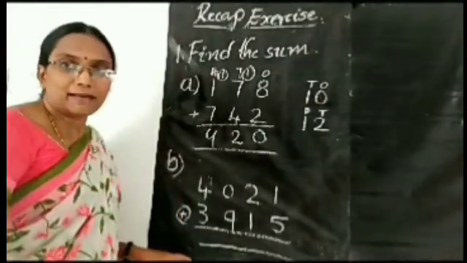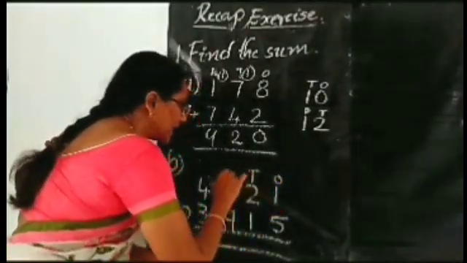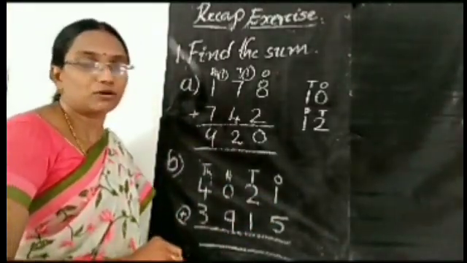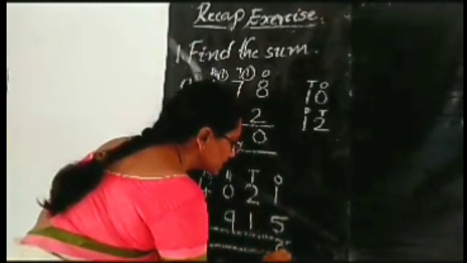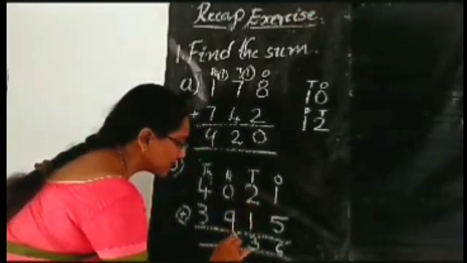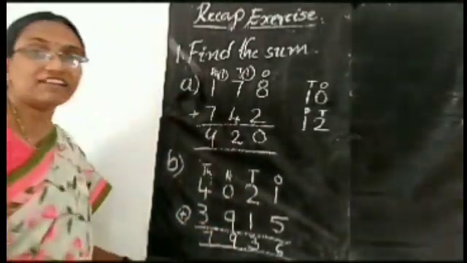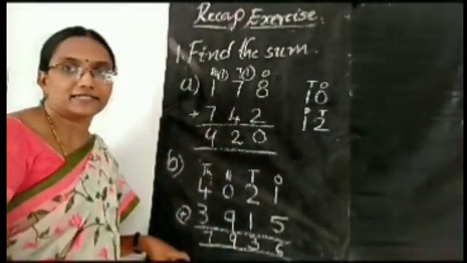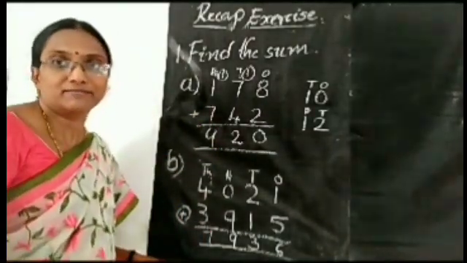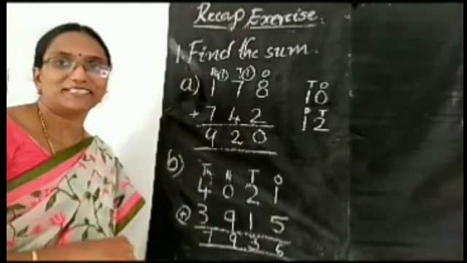Come to the next example. These two are 4-digit numbers. Write the places: ones, tens, hundreds, thousands. Come to the ones place. Start addition from the ones place always. 1 plus 5 is 6. 2 plus 1 is 3. 0 plus 9 is 9. 4 plus 3 is 7. The sum of these two numbers is 7,936. This is without regrouping. The earlier one was with regrouping. These two are examples of addition with regrouping and without regrouping.